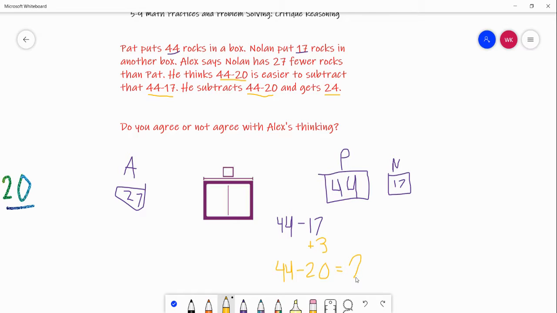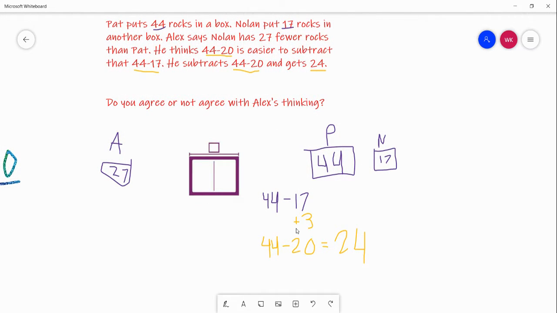Do you agree with Alex or do you not agree with Alex's thinking? So think about that. Alex added 3 to the 17 to get 20. Think about how we use compensation. If you add a number to one add-in, you must add a number to another add-in, or if you add a number to an add-in, you must add that number back into the sum that you get. So do you agree or do you not agree with Alex's thinking?